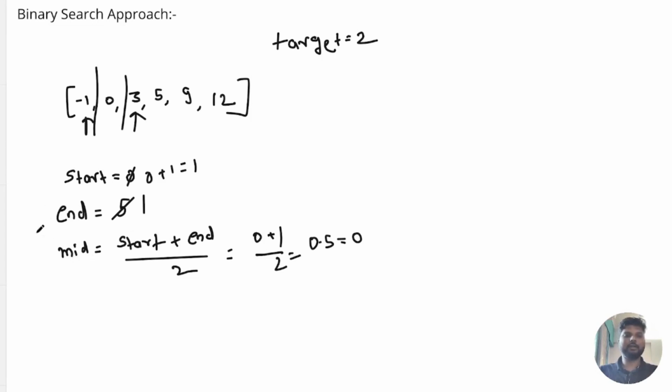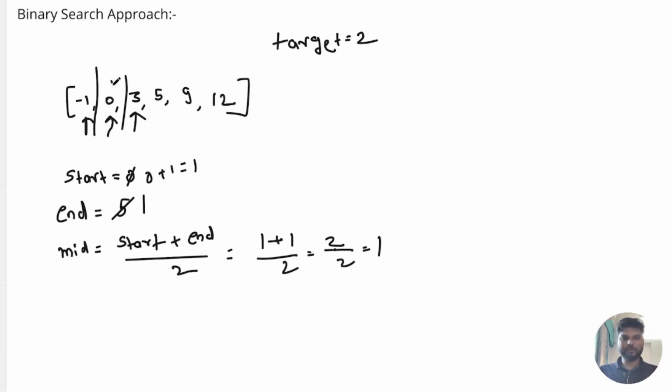Then we again calculate the mid. So our mid becomes 1 plus 1 divided by 2, which is equal to 2 divided by 2, which is 1. So start, end and mid are all pointing to one element. So this element. So compare 0 with 2. Are they equal? No, right? 0 is actually lesser than 2.